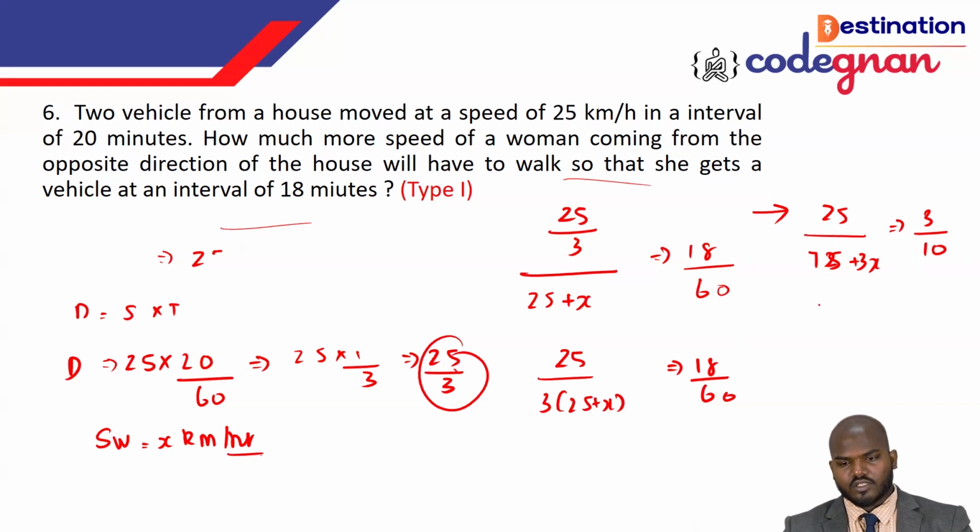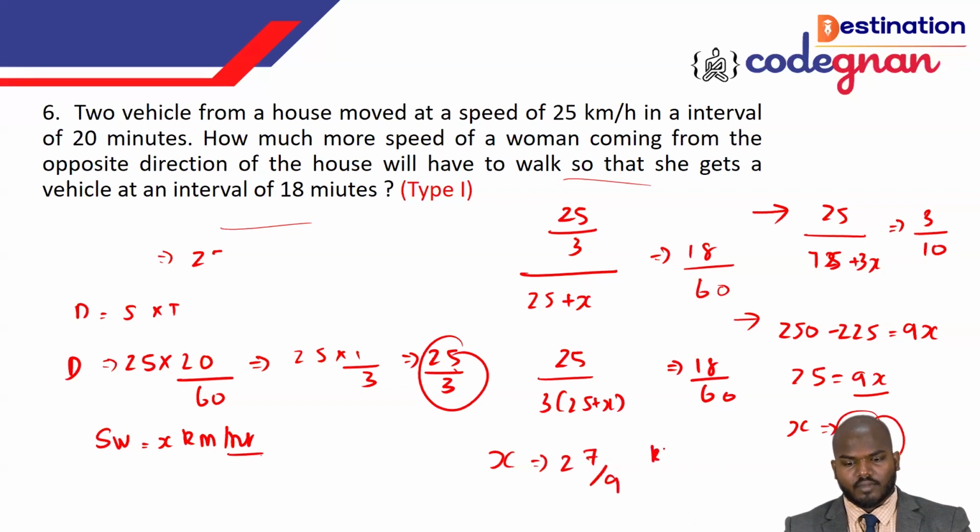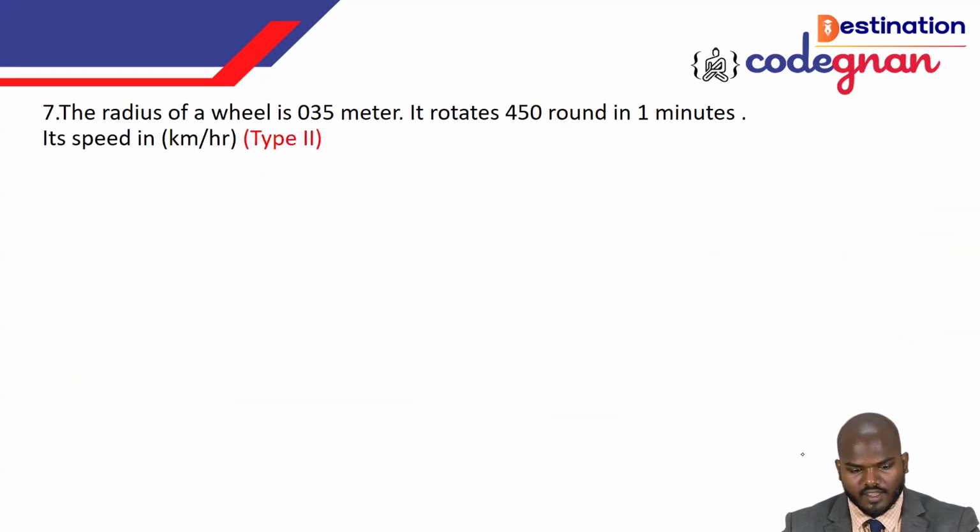Once you're resolving this one, guys, we will get the value 250 minus 225 is equal to 9x. If you resolve this one, you will get 25 is equal to 9x. Then you can call it x is equal to 25 by 9. If you resolve this one, guys, it will give you the value x is equal to 27 by 9 kilometer per hour. So that is the thing you will get here. Please make sure that you understand about this one.